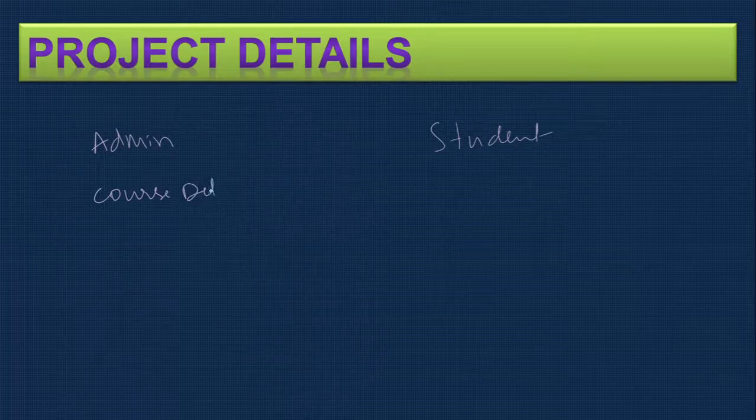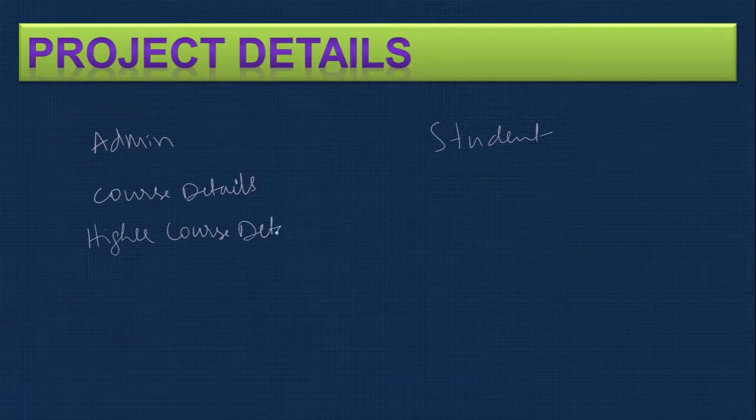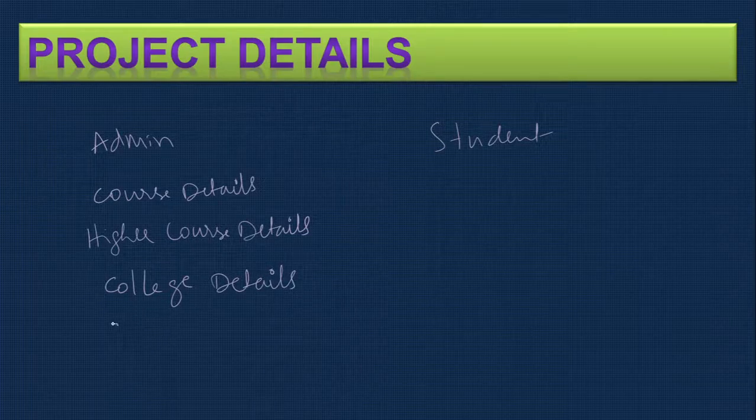In this we have an admin module, which the company will have. The other one is a student module. From the company side, the admin side, we can enter the course details. What is the present course? Course details. What is the next course? That is a higher course. Higher course details. Then which colleges offer this particular course, so college details. If you want to search the college, you can search based on the city, so you can write city details.